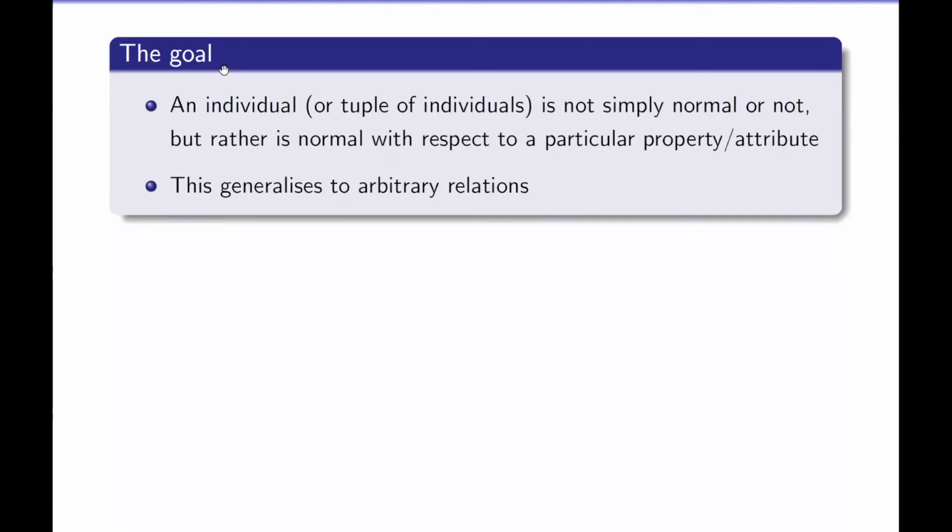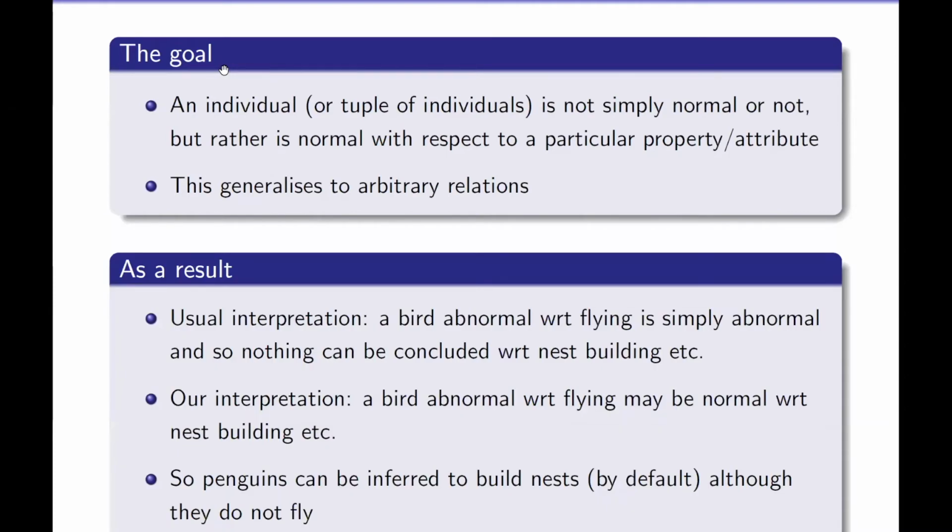The goal then would be to create a framework where an individual is not simply normal or abnormal, but rather is normal with respect to a particular attribute or property like the ones we just saw. As well, we would like for this to generalize to arbitrary relations. And the result of this would be the following.